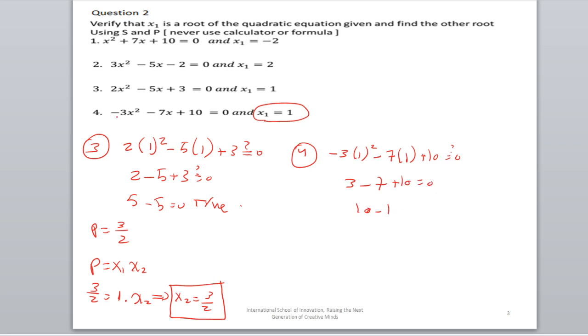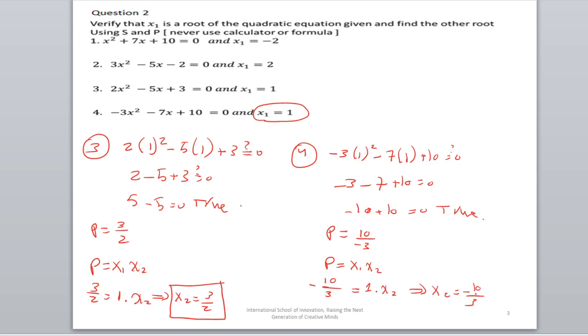Wait a moment, there is a mistake. Here x1 equals 1 or negative 1, I'm not sure. Negative 3 times 1 squared. Negative 3 here. Yes, so it's correct. Equal to 0, true. Okay. Now let me also use the product. The product equals C over A, which is 10 over negative 3. And I have the product equal x1 times x2. So negative 10 over 3 equals 1 times x2. So x2 equals negative 10 over 3.